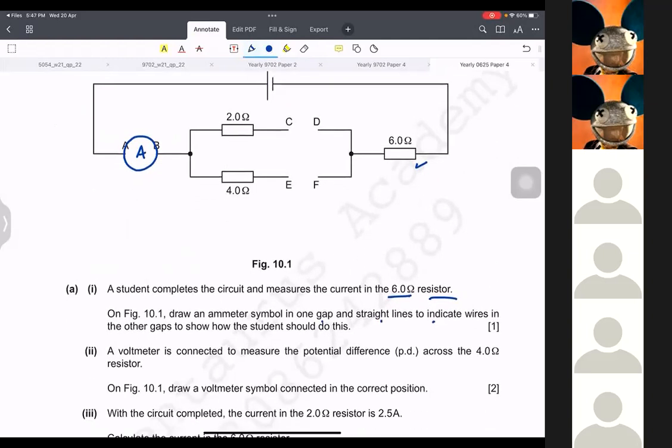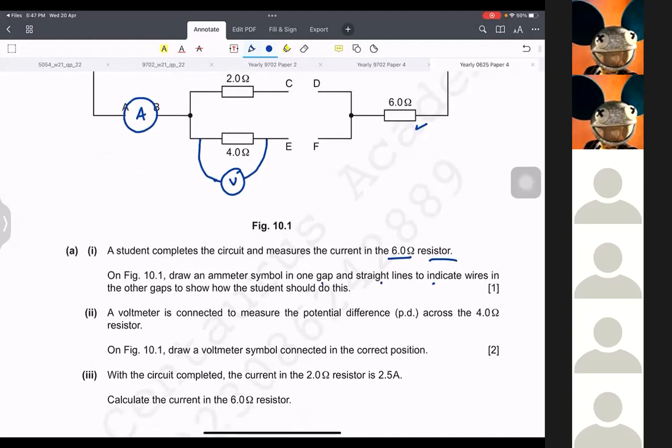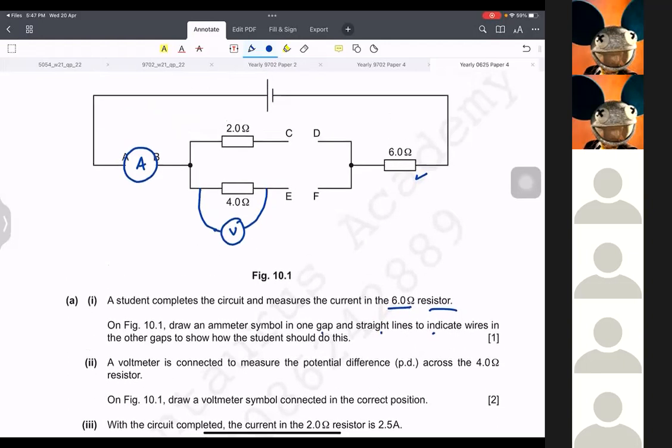A voltmeter is connected to measure the potential difference across 4. So draw the voltmeter connected correctly across 4. The voltmeter should always be parallel, never in series. Then with the circuit completed, the current is 2.5 ampere. So what is this, by the way? Draw an ammeter symbol in one gap and straight lines to indicate wires. So these should be the straight lines. Okay.